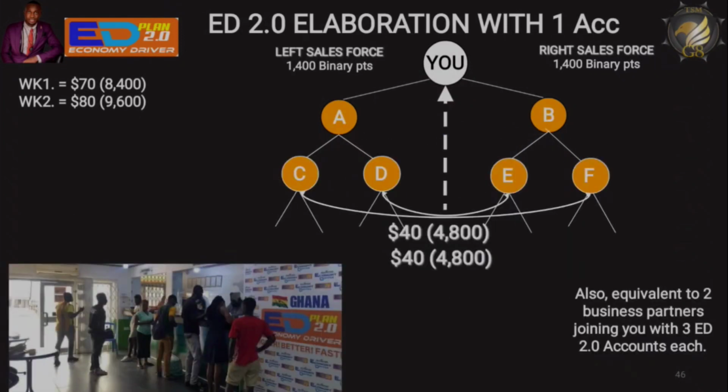In your third week, the same system is going to continue like that. Now, if you look at this, it says also equivalent to 2 business partners joining you with the 3 ED 2.0 accounts. So it means you might start the business like this. You connect your first 2 friends in your first week, they build a team for you, and in the second week, you make this total amount of income. Or you can just get started like this, and then instead of waiting for 2 weeks, immediately you connect someone who joins with 3 accounts, and immediately you connect another person who joins with 3 accounts. You'll be able to make this income in total.